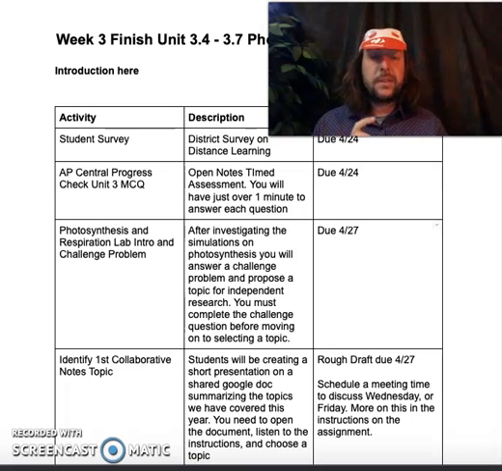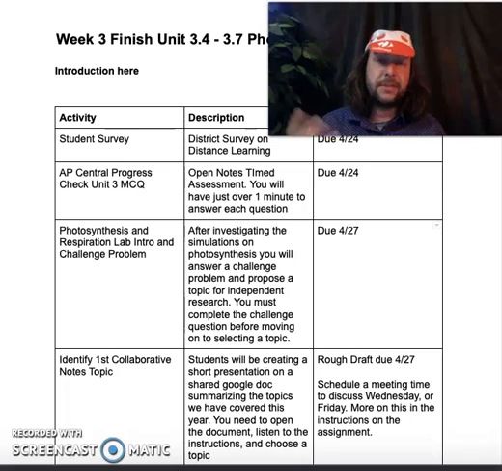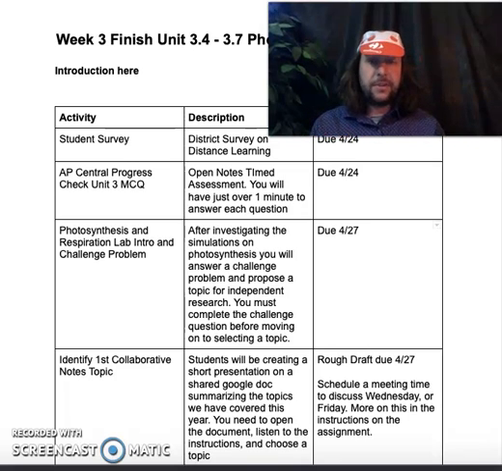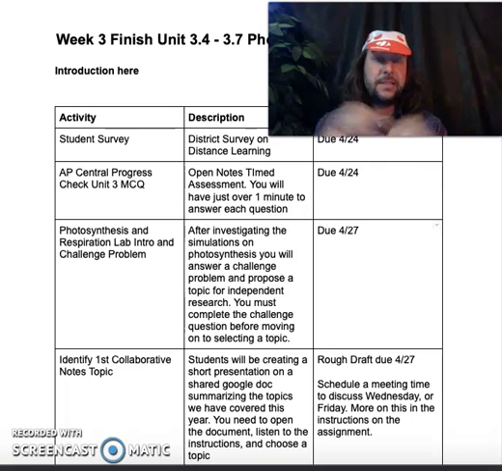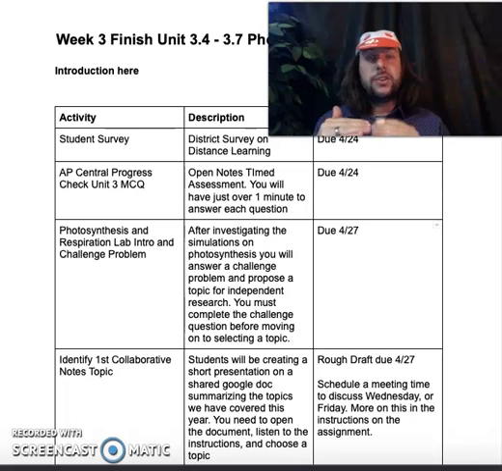Then there are two other activities that are not due until next Monday, but you're going to want to start thinking about them before that, meaning you're going to want to go in and do a little look at the work before Friday. The first is a photosynthesis and respiration lab intro and challenge problem. So I have a challenge problem. You're going to be manipulating the simulation on that website related to photosynthesis. You're going to answer that challenge question.